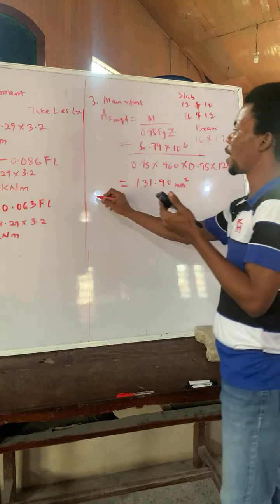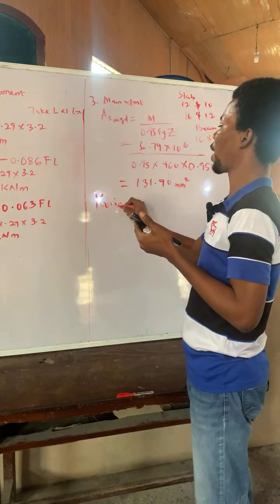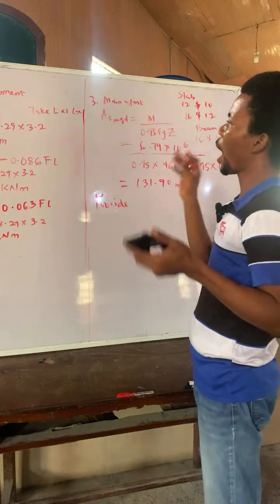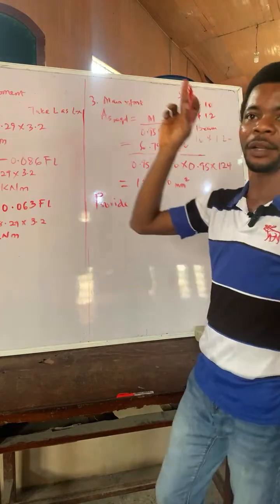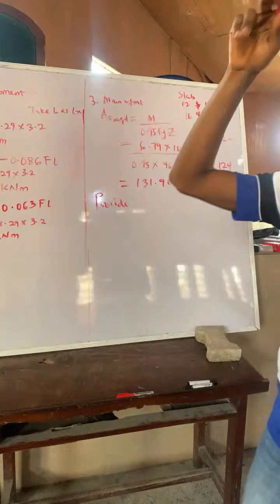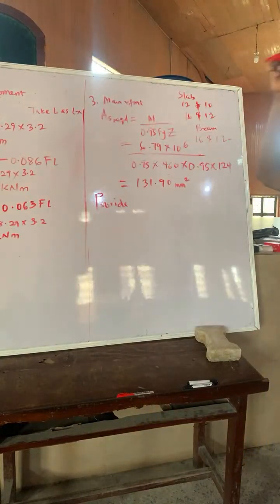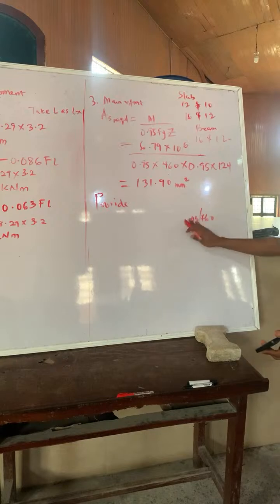Let's provide. To provide, write provide. And in our question, our characteristic strength of reinforcement is 460. So for 460 or 410, it might be 460 or 410.